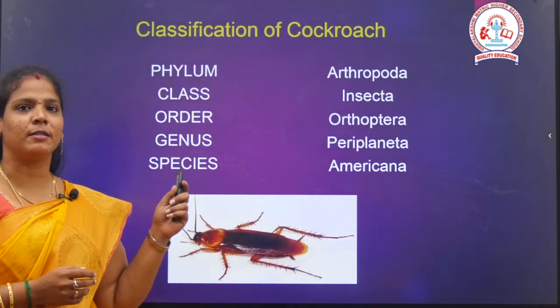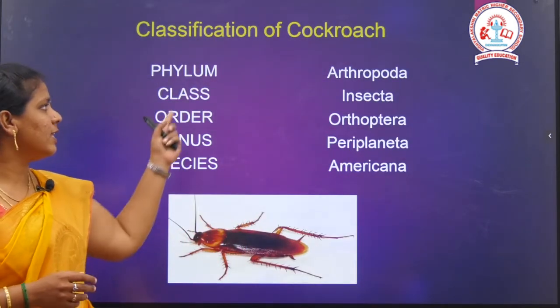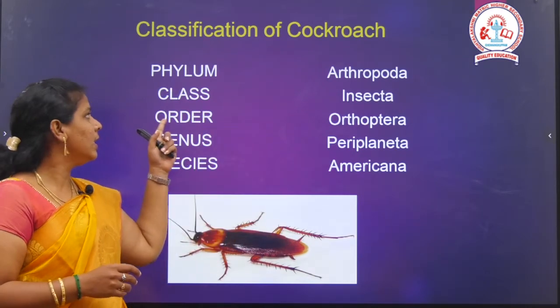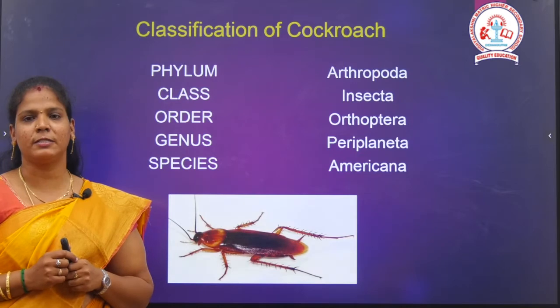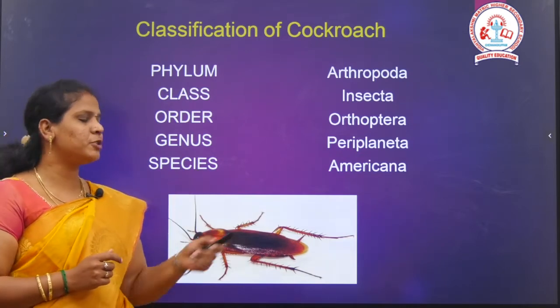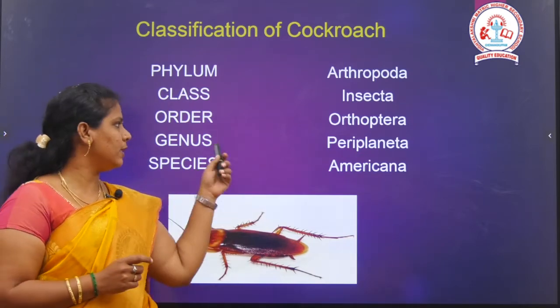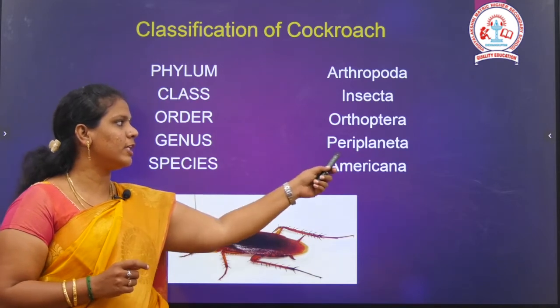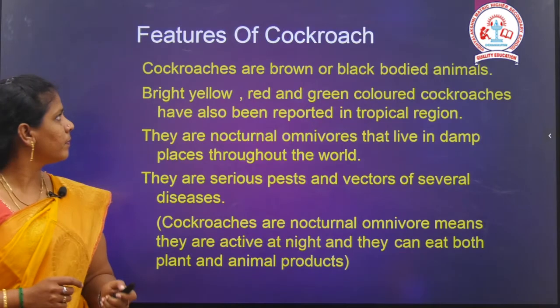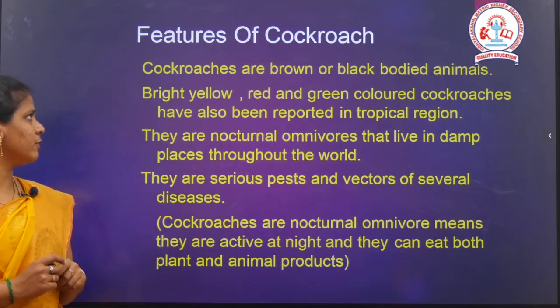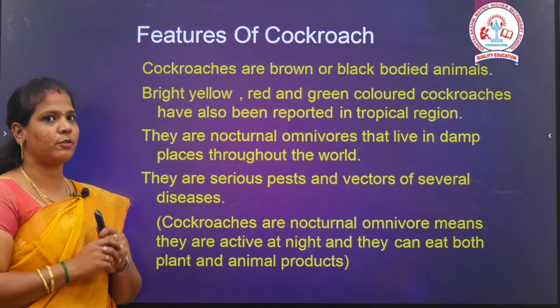First let us discuss the classification of the cockroaches. The phylum Arthropoda, class Insecta, order Blattodea, genus Periplaneta and species americana. So by the name of genus and species we are calling them Periplaneta americana. Now let us discuss the features of the cockroaches.